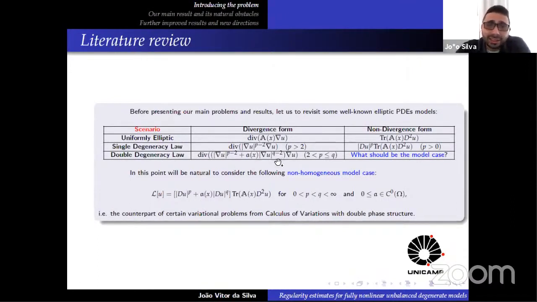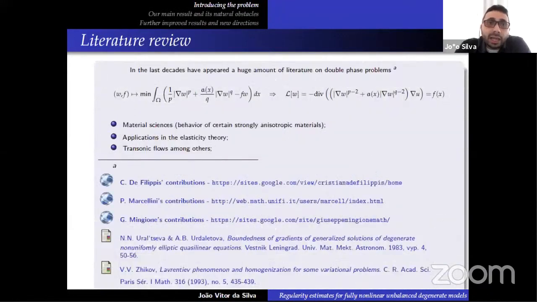This is exactly, when you compare with the pq-Laplacian, a non-divergence counterpart for certain variational problems from the calculus of variations. Concerning these problems, we have a huge literature about the double phase problem. The double phase problem consists in studying minimizers for this class of functionals. This class of functionals appears in material science, for example, in studying the behavior of certain strongly anisotropic materials, and applications in elasticity theory, in transition flow, among other situations.